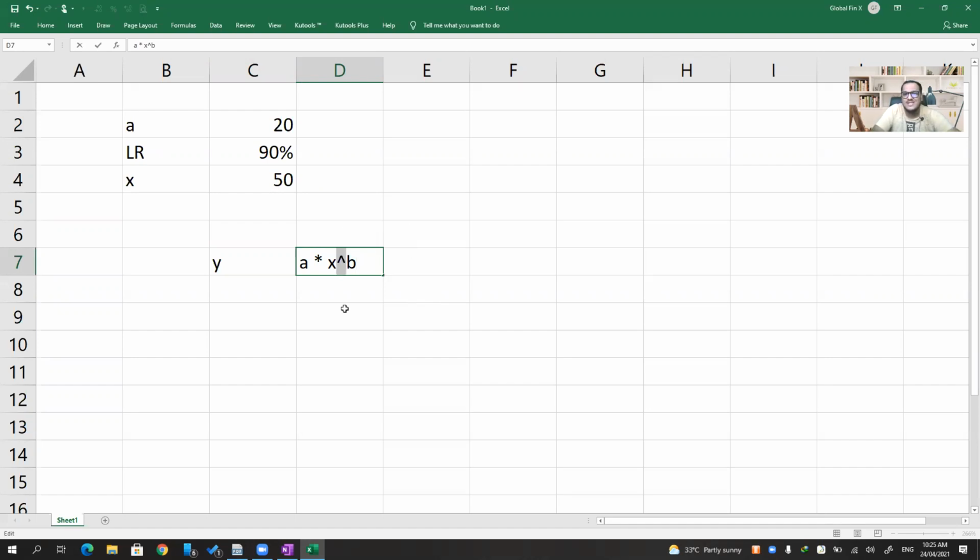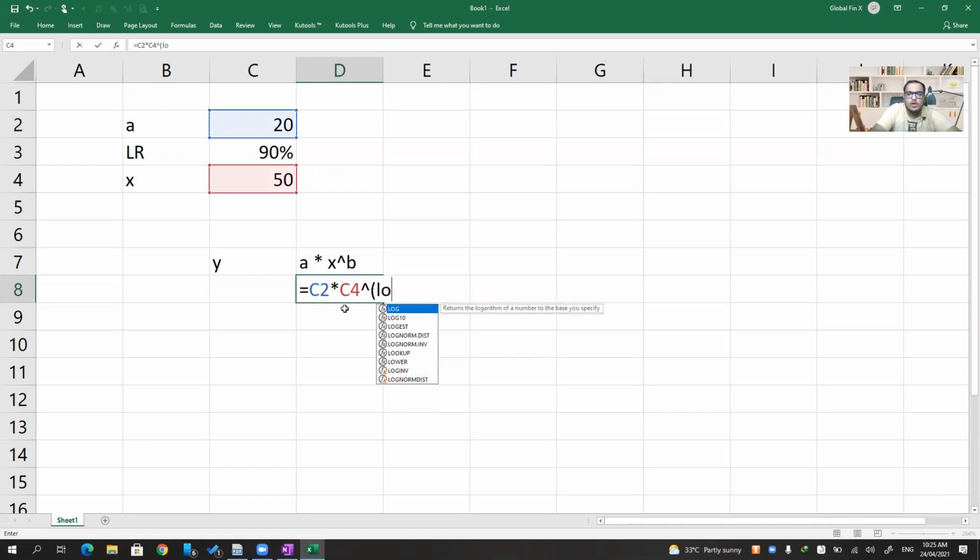So you can use shift 6 in your keyboards. Okay, what is a in this case? 20 minutes into x. We need to know the time taken for 50 units raised to the power of, this is the trickiest part, log LR by log 2. So log LR is 90% divided by log 2. Please put this thing in bracket. This is the entire value. Log LR by log 2 is a single value, so put that in brackets.